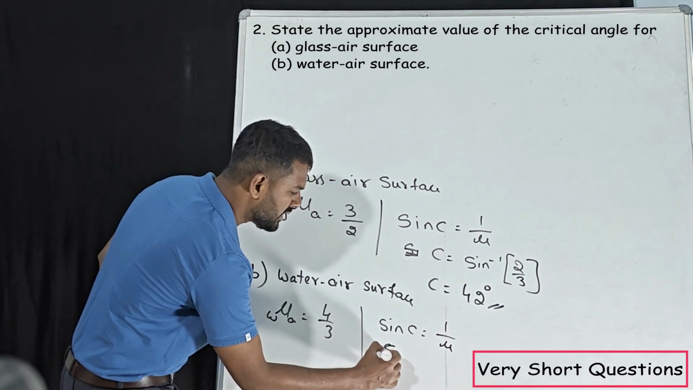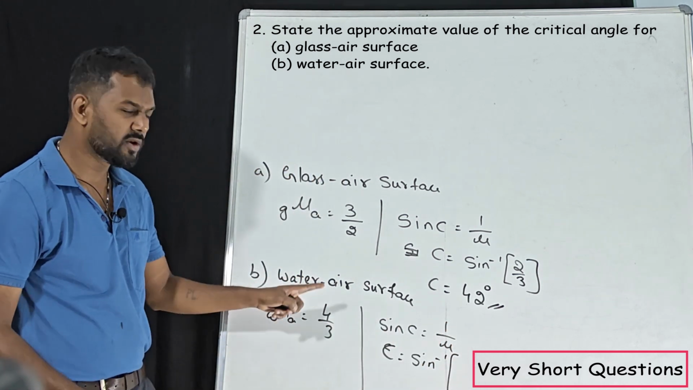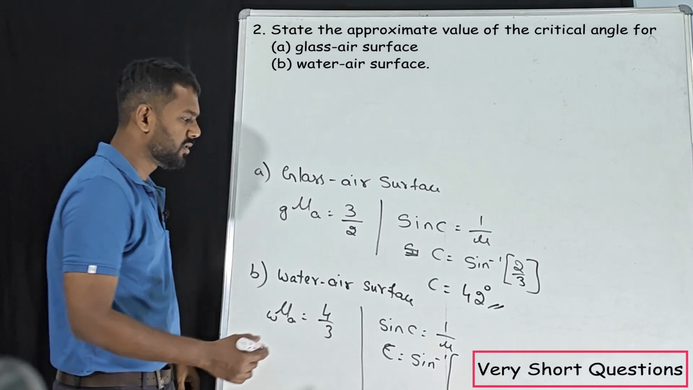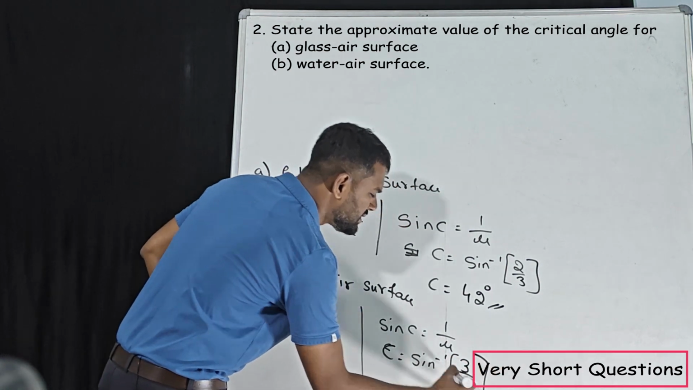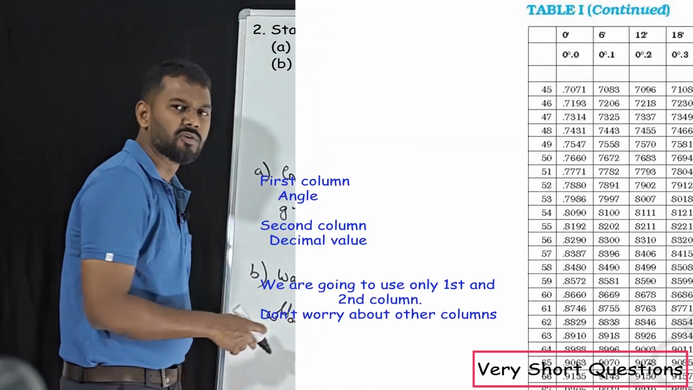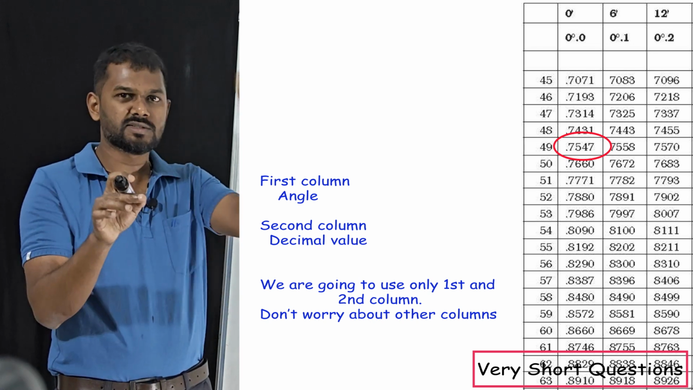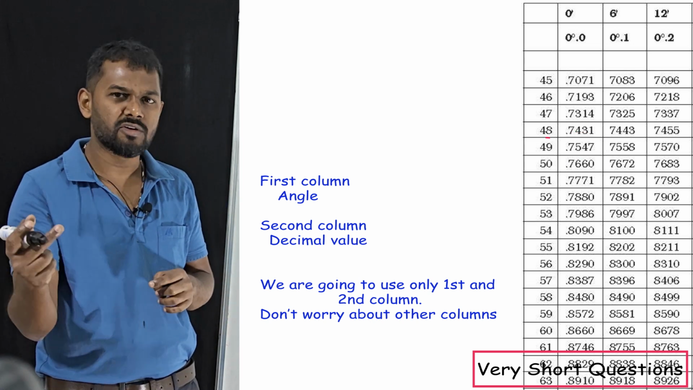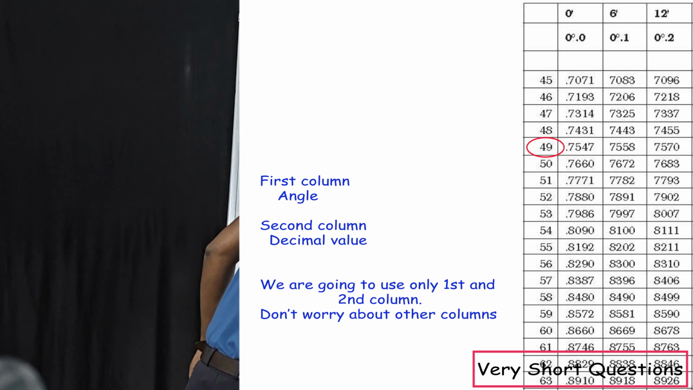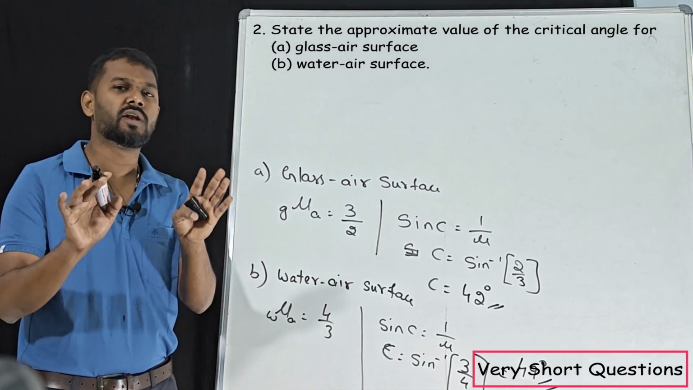Correct. So to find C, sin inverse of 1 by mu is nothing but 1 by 4 by 3. But 1 by 4 by 3 we can write as 3 by 4. These are very simple mathematics. This you should know. So the critical angle is sin inverse of 0.75. In the log book, in the sine page, wherever you find 0.75, the corresponding angle is the angle we are looking for. That will be 49 degrees. That's it. This is how you find the approximate value of critical angle.